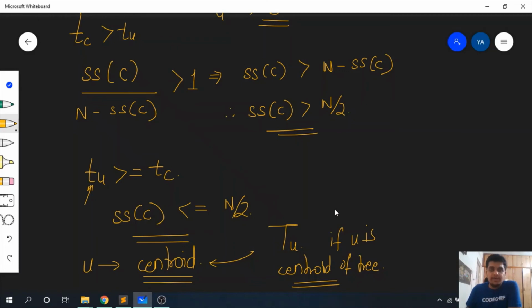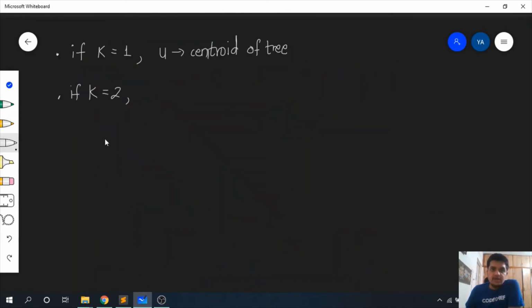Now the problem remains: how to calculate the second maximum element. So let us see how to calculate that. Now that we have found out that if k is equal to 1, then our node will be the center of the tree, and it will have the maximum TU as we proved earlier, because it has the maximum subtree size. So now let us see what the answer will be if k is equal to 2.